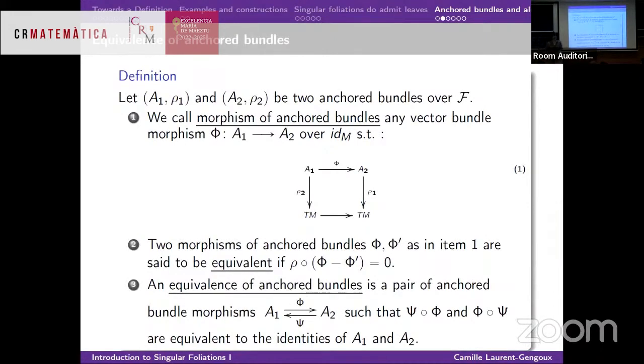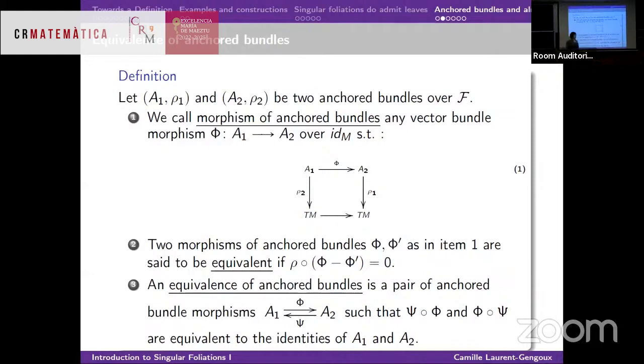Second problem, it's very nice to have a structure behind a singular foliation, but does it make sense? Is it independent of the construction? Okay? Well, so I have to define equivalences of anchored bundles, and to say, oh, two of them should be the same. So first, what are morphisms of anchored bundles? Obvious thing, it's just a vector bundle morphism over the identity of M, such that it behaves well with respect to the tangent map. Oh, it didn't appear. It should be equal here. It shouldn't be an arrow, it should be an equality.